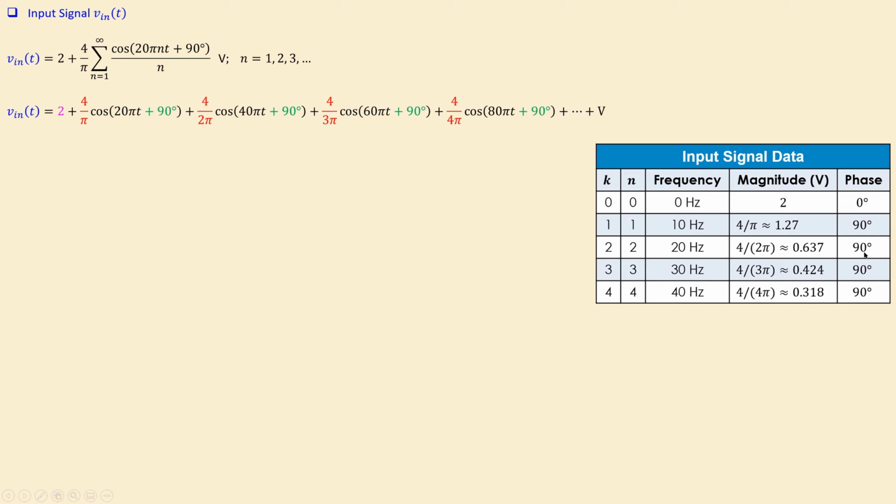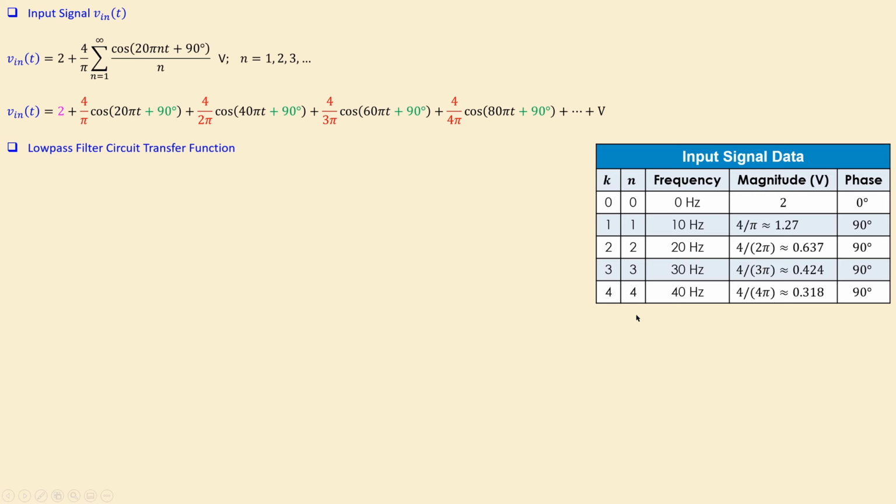Again, the phases are for all the harmonics plus 90 degrees. Only the DC term has a phase of 0 degrees. That is what we have now for our input signal data, and it is now easy to see what we have for each frequency.